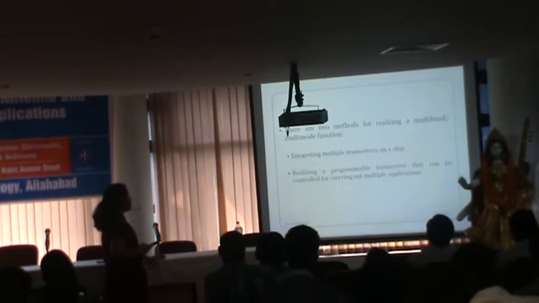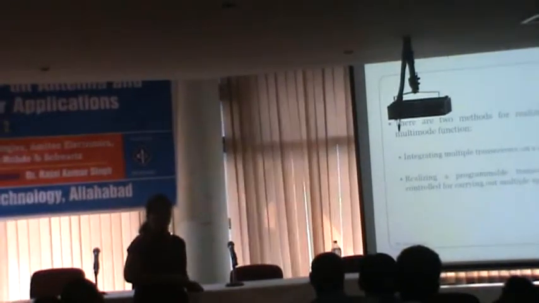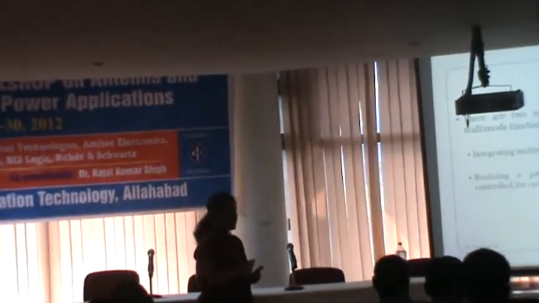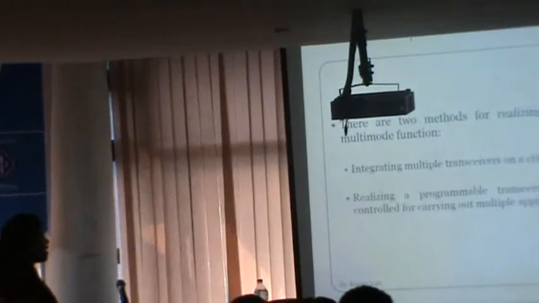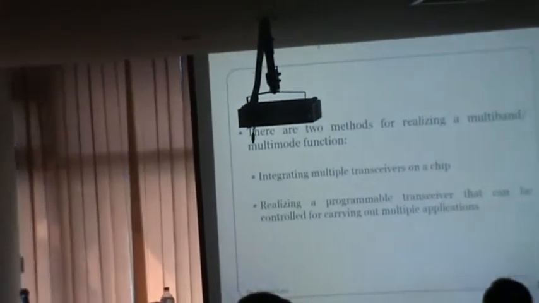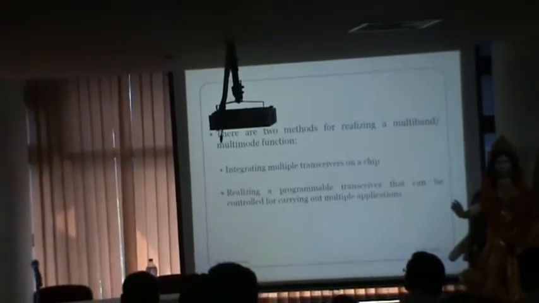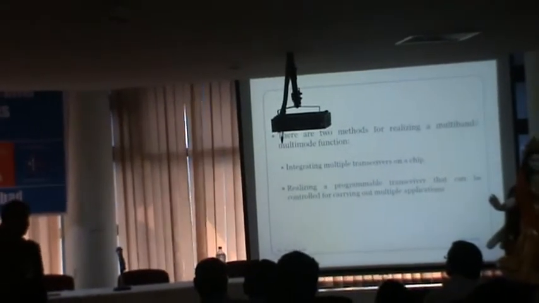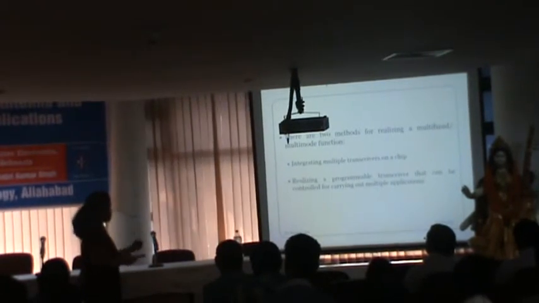Now there are two methods for realizing multi-band and multi-mode functions. One can think of integrating multiple transceivers on a chip. The very first thought was to design different transceivers for each and every application and integrate them all together on a single chip. The next thought was realizing a programmable transceiver that can be controlled for carrying out multiple applications. Design a single chip, make it programmable with software control, and your IC will work according to your requirement.